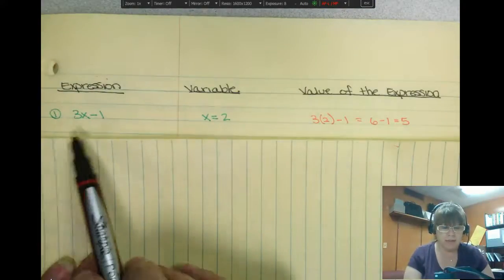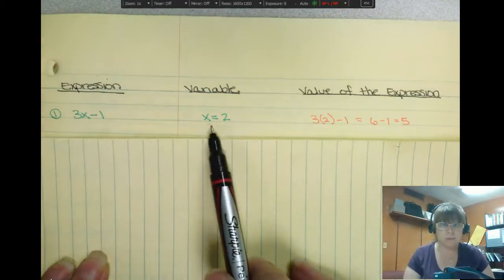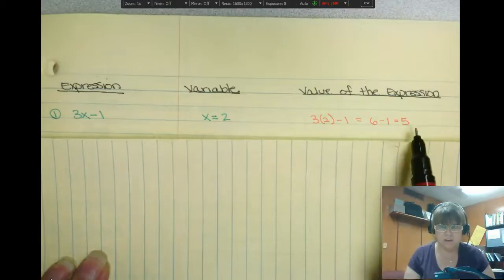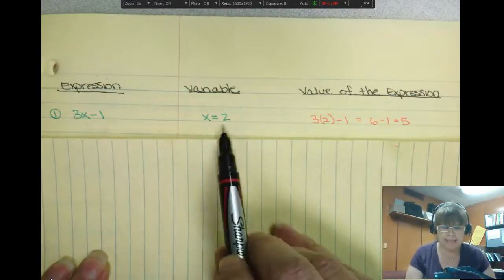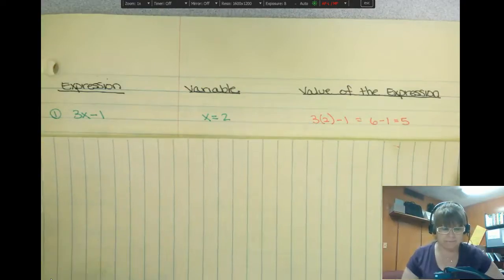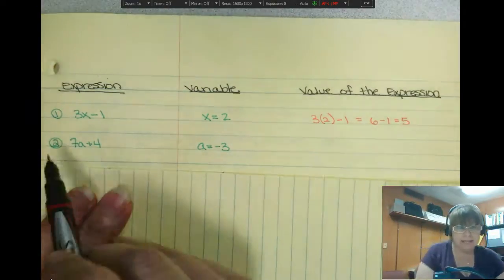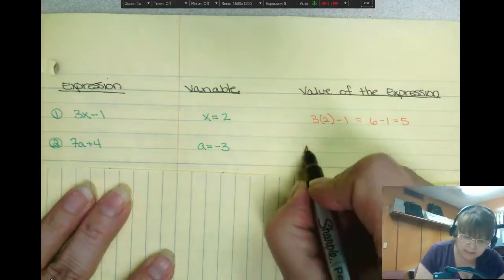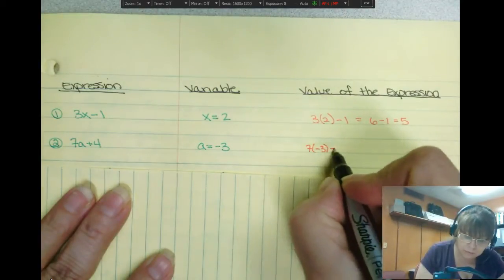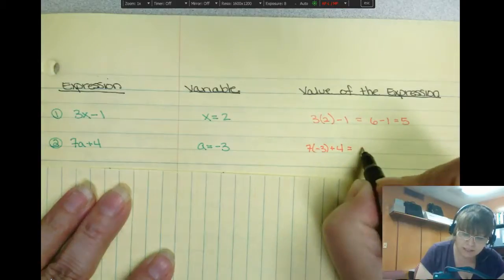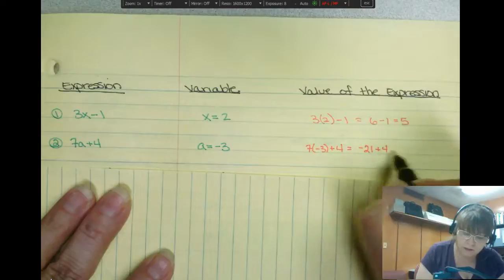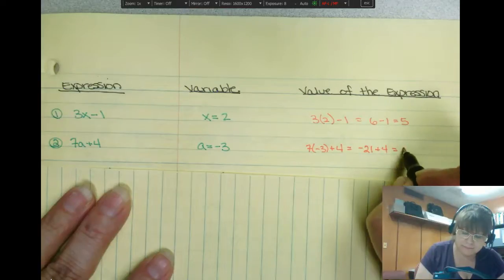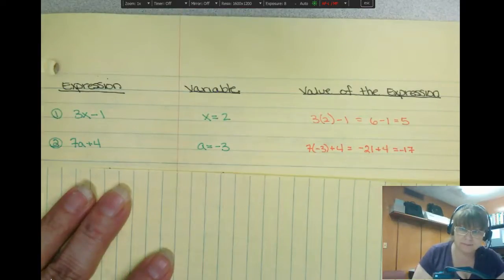For example, 3x minus 1. If I tell you x equals 2, then it's going to be 3 times 2 minus 1. 3 times 2 is 6, minus 1 is 5. So the value of the expression when x is 2 equals 5. Let's try another one. 7a plus 4. When a is negative 3, what would be the value? 7 times negative 3 plus 4. 7 times negative 3 is negative 21 plus 4. So the value of the expression when a is negative 3 is negative 17.